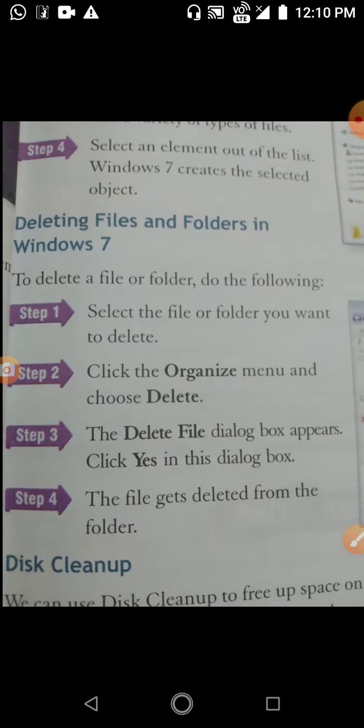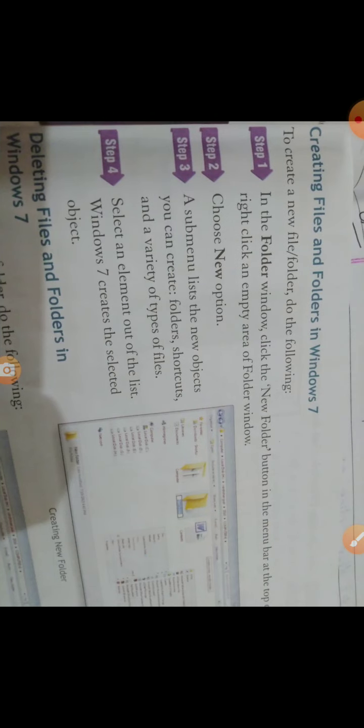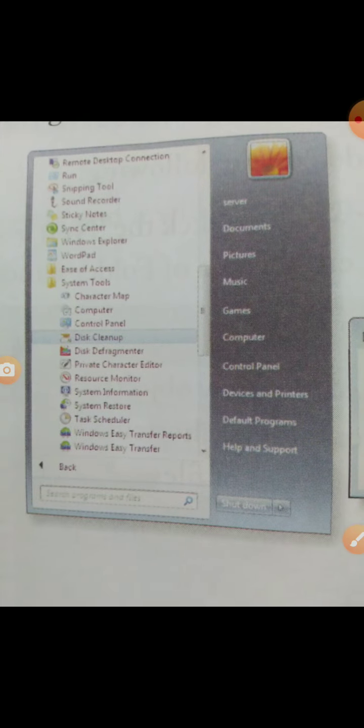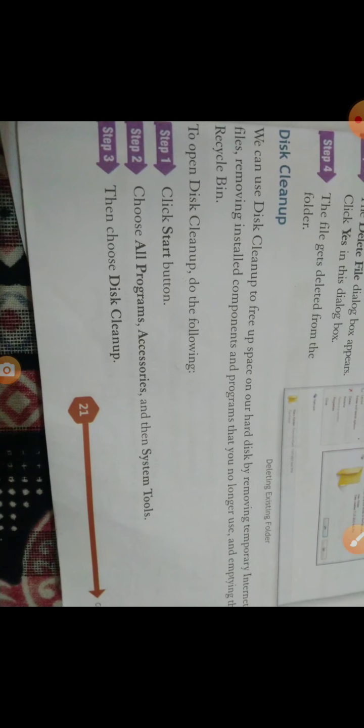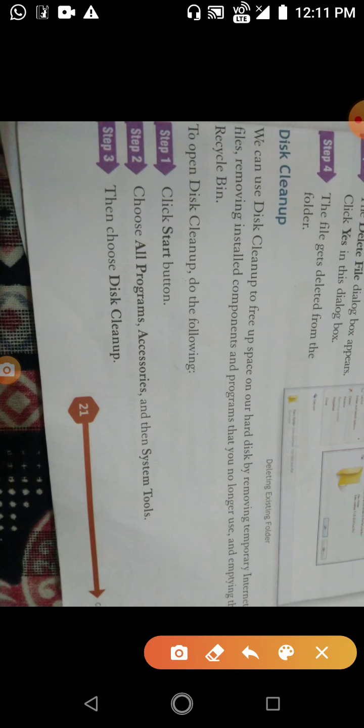Now I'm moving to our next topic, how we can do disk cleanup. Firstly let me tell you what disk cleanup is. We can use disk cleanup to free up space on our hard disk by removing temporary internet files, removing installed components and programs that you no longer use, and emptying the recycle bin. Basically, disk cleanup works like garbage removal, whatever garbage you have in your system, it tries to throw it out. And there are also some steps which you should follow.